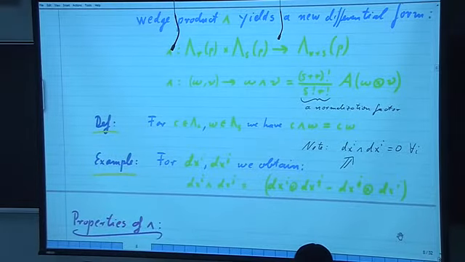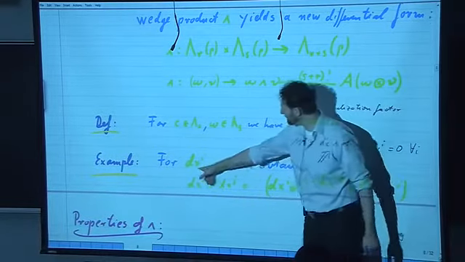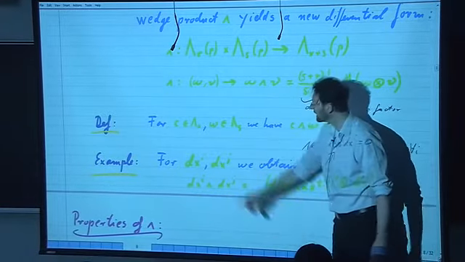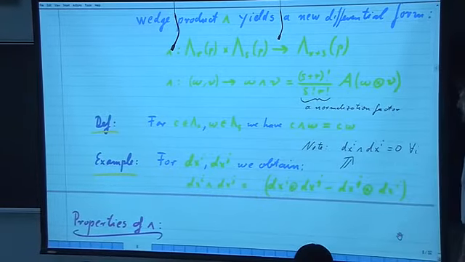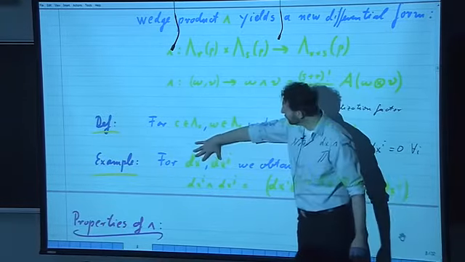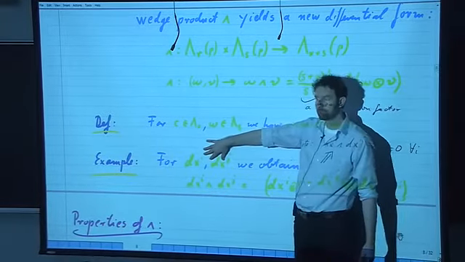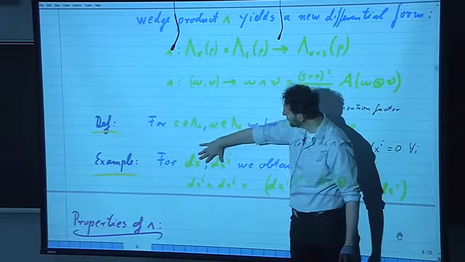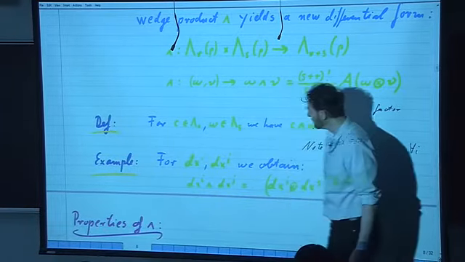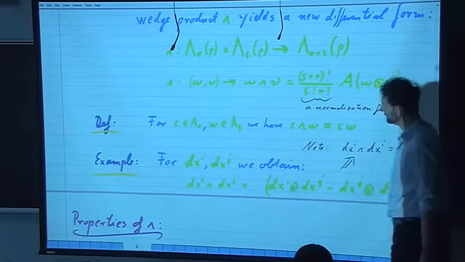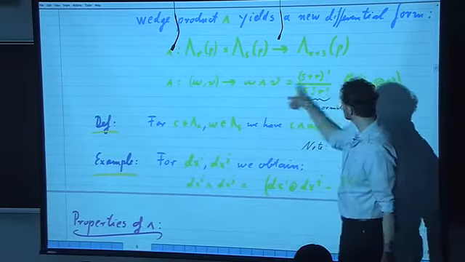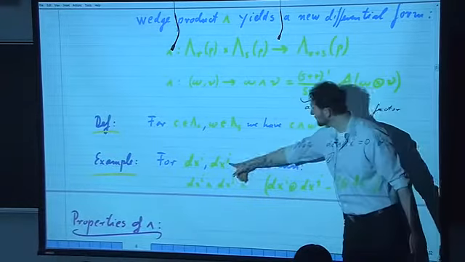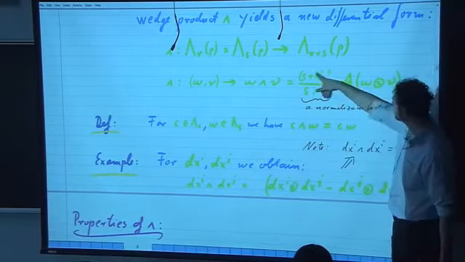Now, for example, let's calculate the wedge product between dx^i and dx^j. That's a cotangent vector. That's a cotangent vector. The wedge product between the two is supposed to be a two form, a differential two form. So it's supposed to be a tensor in the tensor product space of two cotangent vectors and totally antisymmetric. Well, here we have it, the formula. So omega is dx^i, nu is dx^j. Then the prefactor is what?